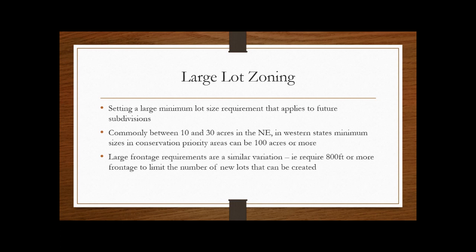A variant of large lot zoning is large frontage requirements. It's basically the same idea. You preserve land or minimize subdivisions by requiring a lot of frontage or space along the road for each new lot. So some towns, like the town of Ulysses, have considered requiring 800 feet of frontage for a new lot to limit the number of new lots that are created along a road.